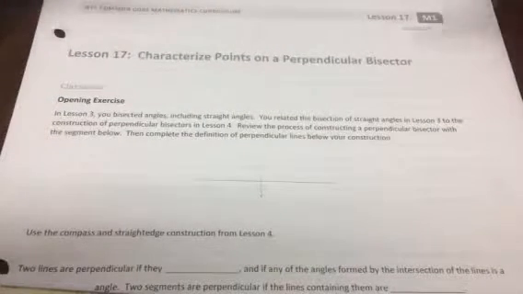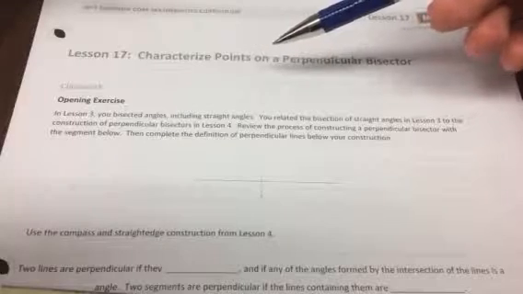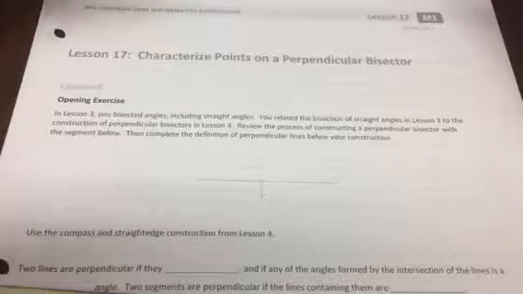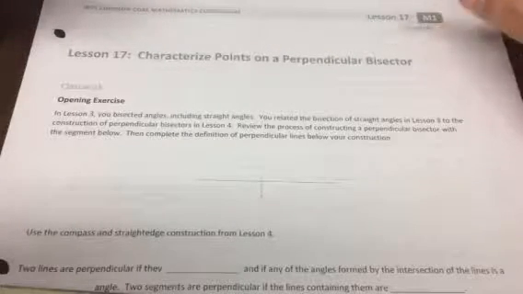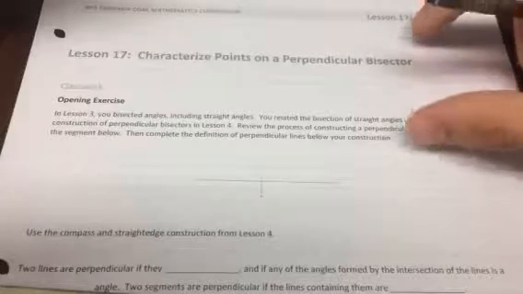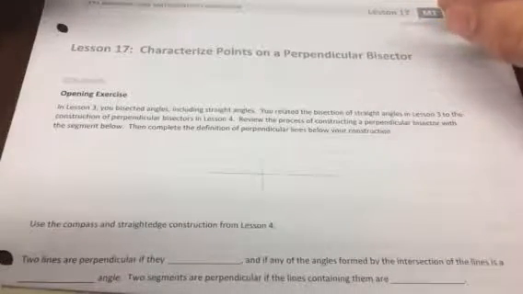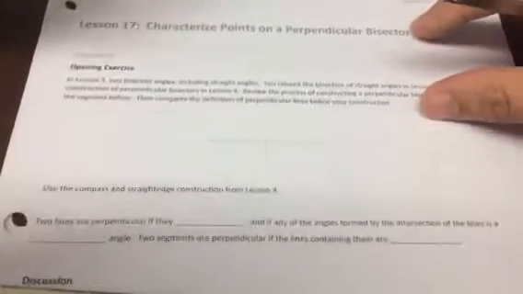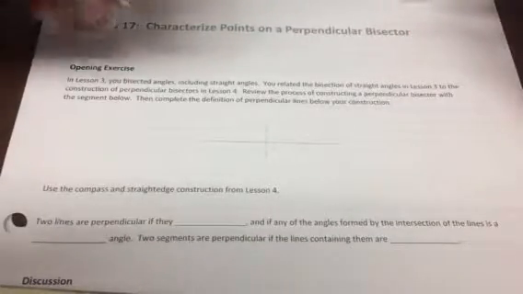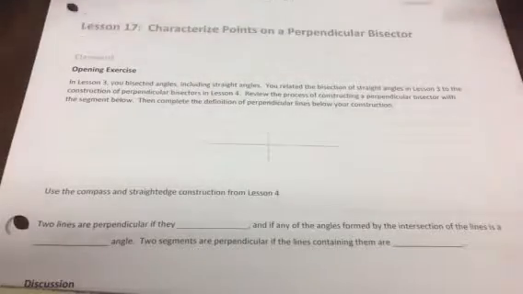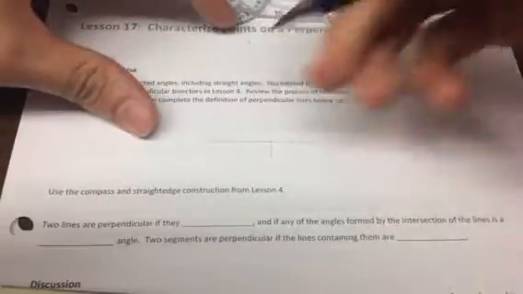Today we're looking at lesson 17, characterize points on a perpendicular bisector. So this lesson is going to be fairly short, somewhat easy, but extremely important. All right? So we're going to start with this opening exercise. If you read that paragraph, they just want us to construct a perpendicular bisector.